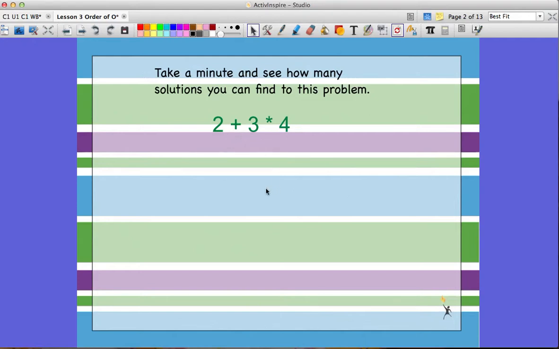If you take a look at this problem, you'll notice that there are two different operations in it, and I want you to take a minute and see if you can come up with different answers to this problem. So go ahead and pause, take about 2 minutes, and then come back and we'll go over this.